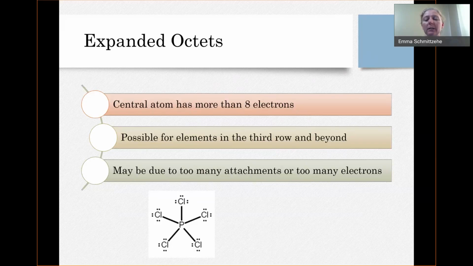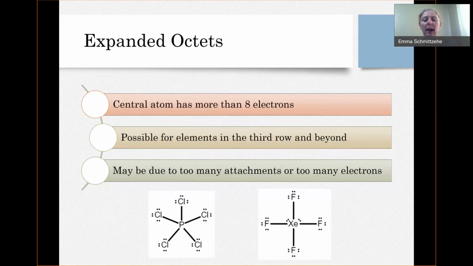Another scenario where this can happen is if there's just too many electrons, okay? So when you're drawing the Lewis structure, you end up filling an octet on all the outer atoms, and then you still have extra electrons. And remember, you always put those on the central atom. And sometimes that will lead to the central atom having too many, or more than an octet.